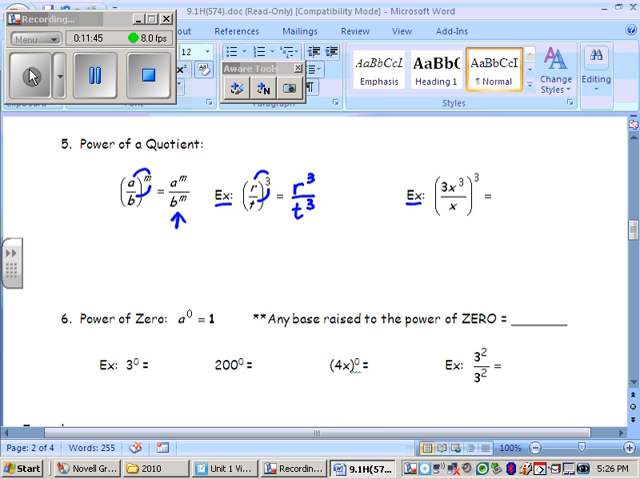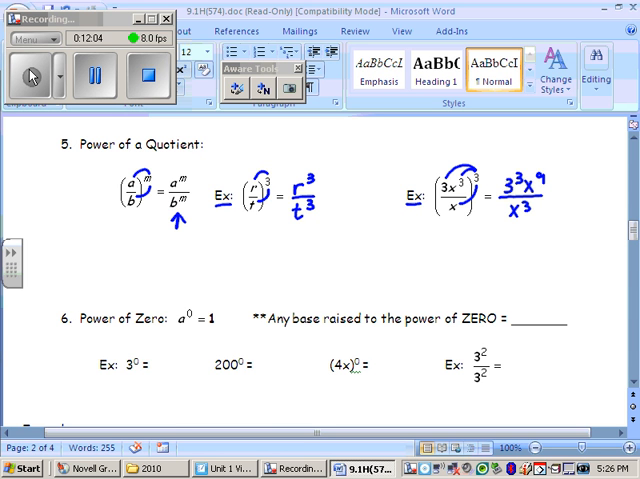In the next example, we have two bases in the numerator, so the 3 will be distributed to both, and one base in the denominator, which the 3 will be distributed to. So we'll have 3 cubed x to the 9th in the numerator and x cubed in the denominator.